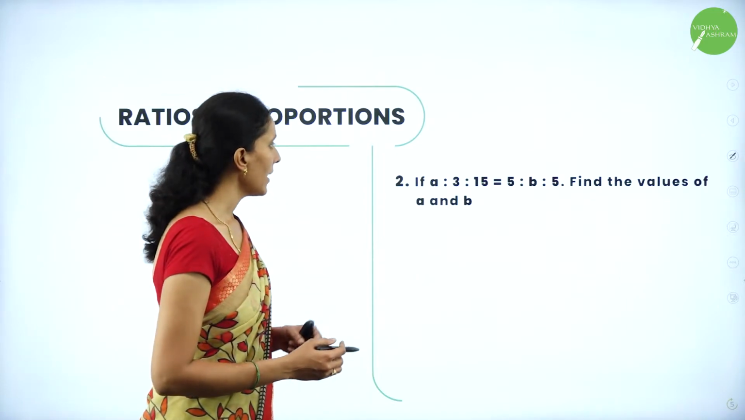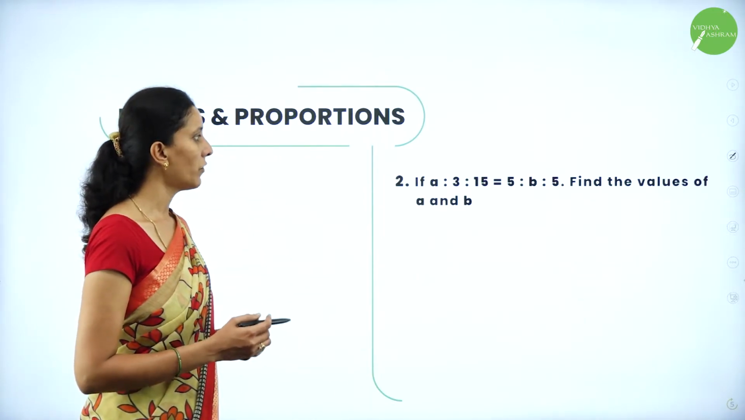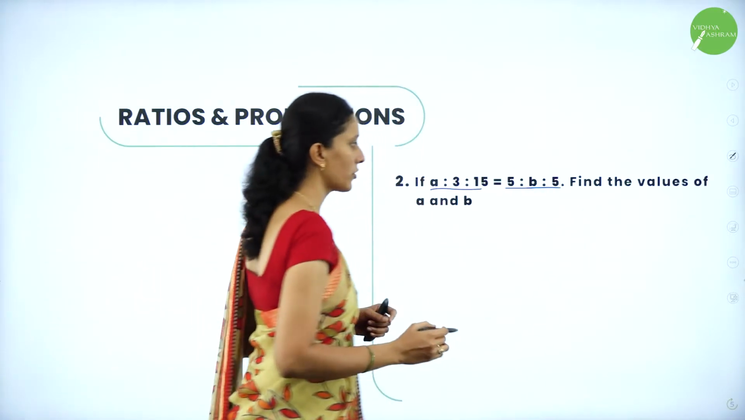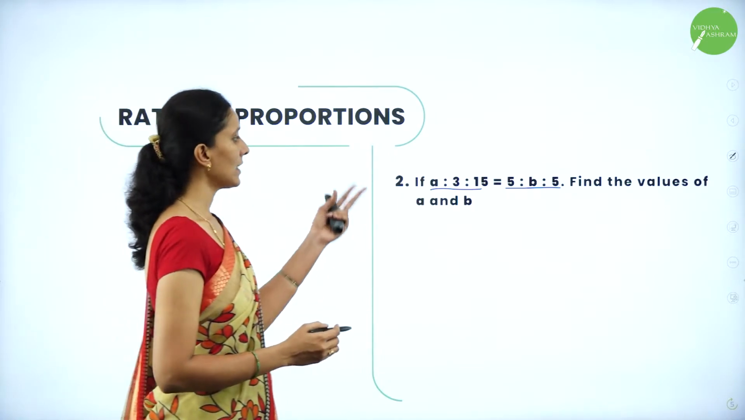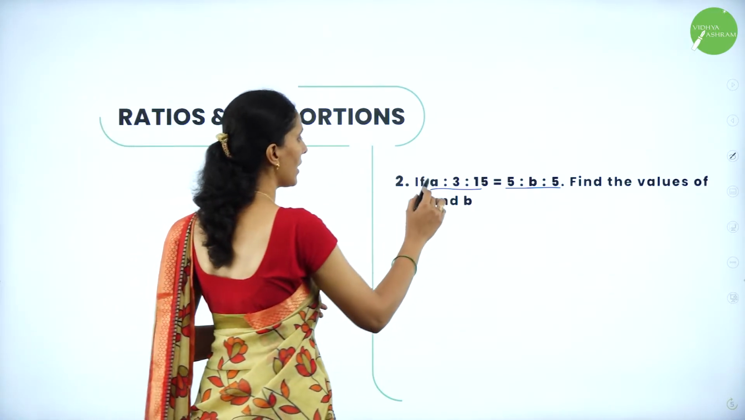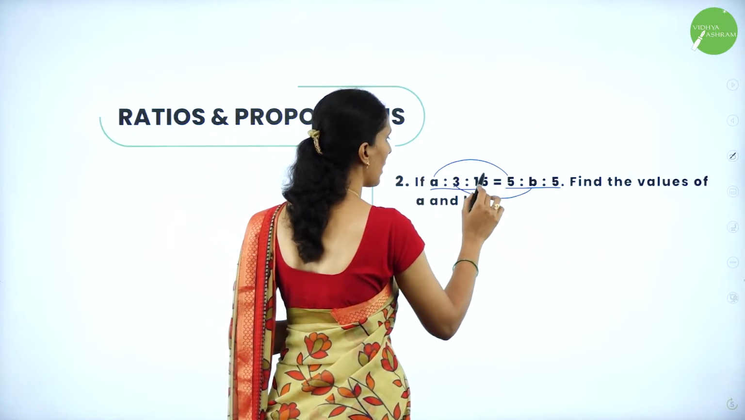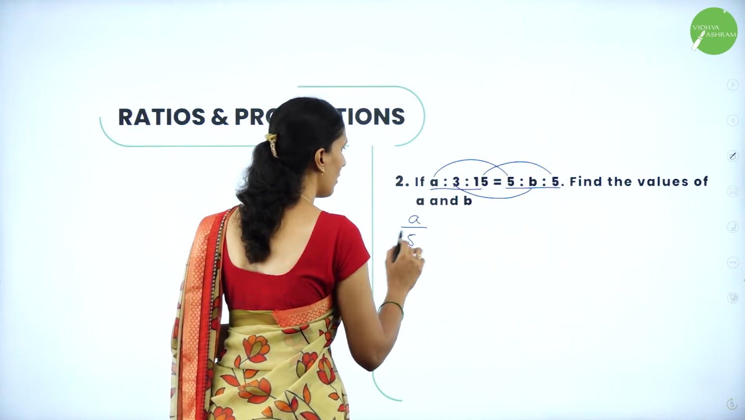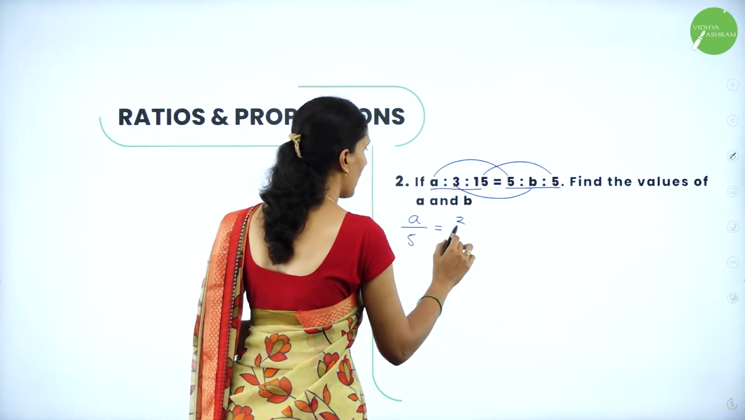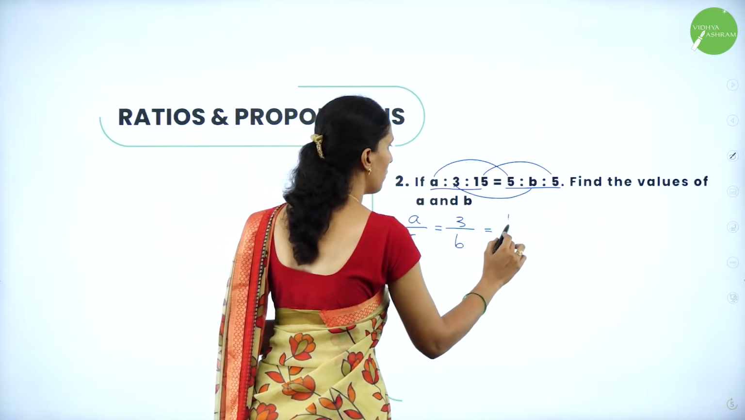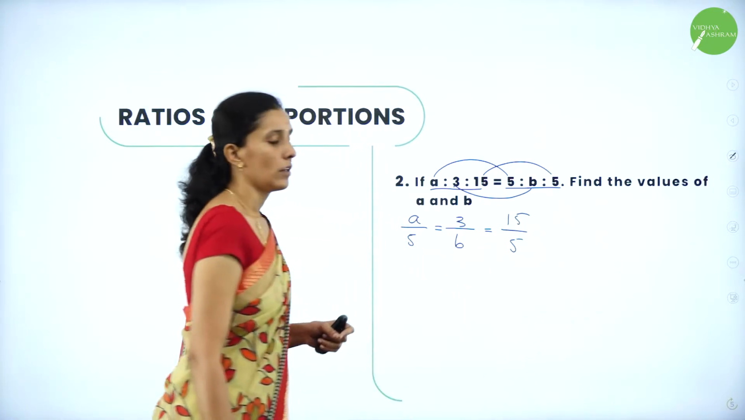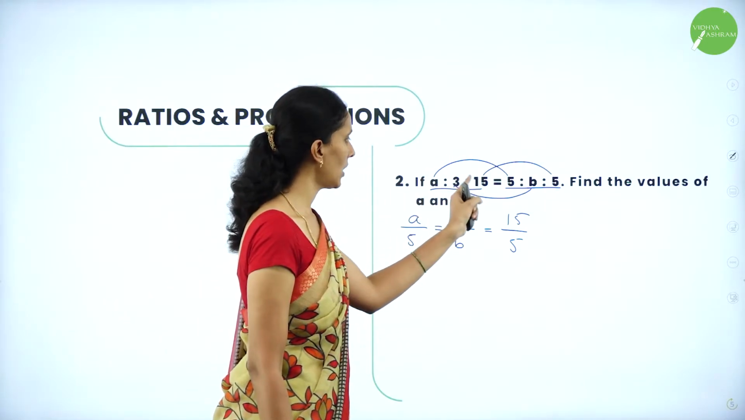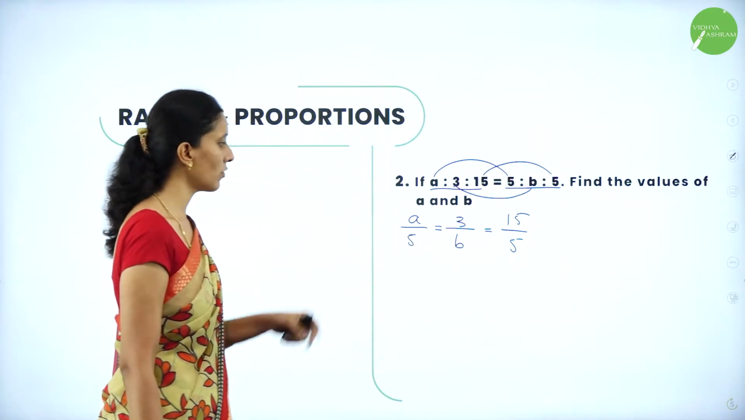Next we have A is to 3 is to 15 is equal to 5 is to B is to 5. So we have three continued ratios in terms of proportion. Let us convert this into fraction form. I can write A by 5, 3 by B and 15 by 5. So they are equal now. That is A by 5 is equal to 3 by B is equal to 15 by 5.